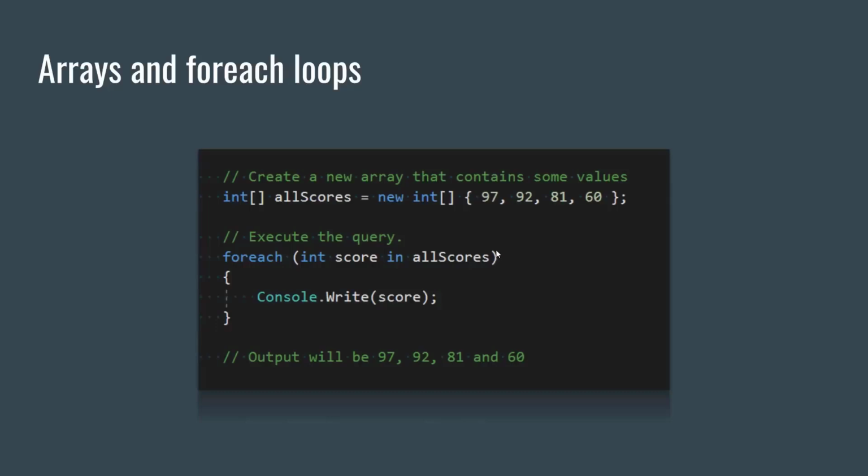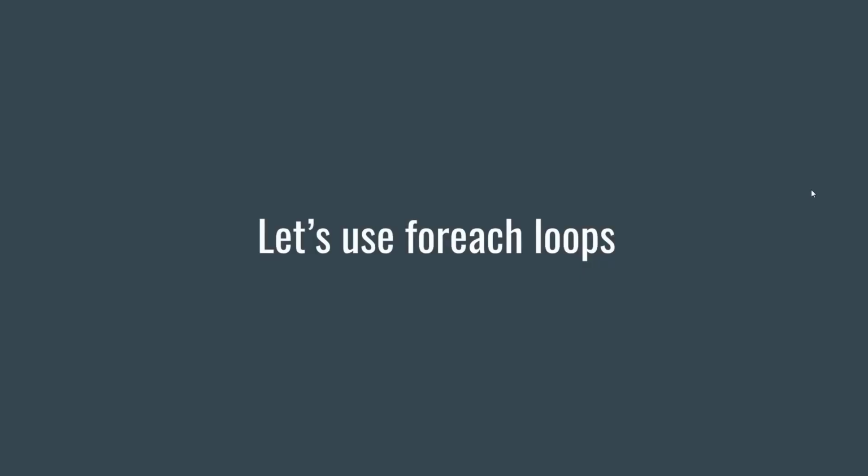And that's it. That's pretty much it. So the only real difference is that this line here where it says for each score in all scores is different to the one in for loops. So let's go back to our program and check out how this looks in real life.